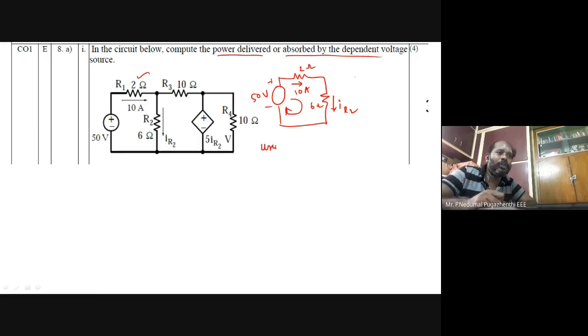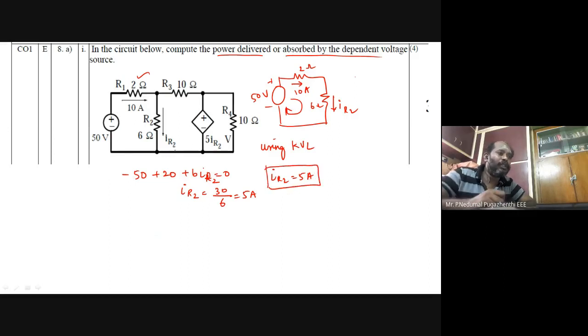Using KVL, I can write minus 50 plus 20, because 10 into 2 will give me 20 volt, plus 6 into IR2 is equal to 0. From which I can find my IR2. So IR2 is equal to 30 divided by 6, which is equal to 5 amperes.